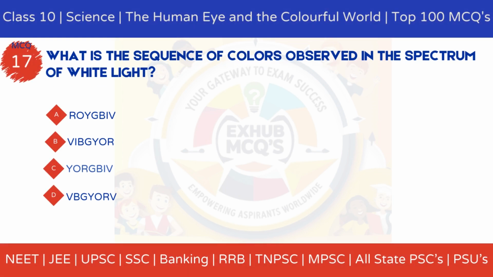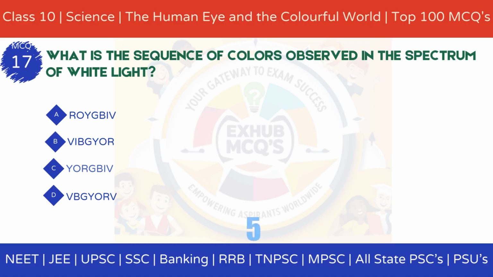MCQ 17. What is the sequence of colors observed in the spectrum of white light? Option A, option B, VIBGYOR, option C, option D.